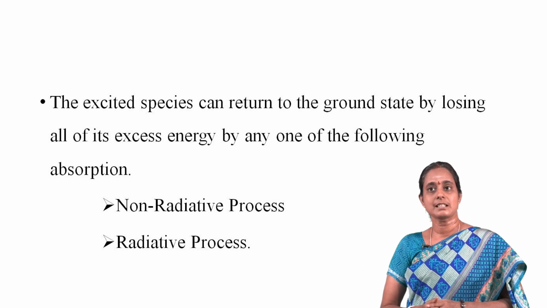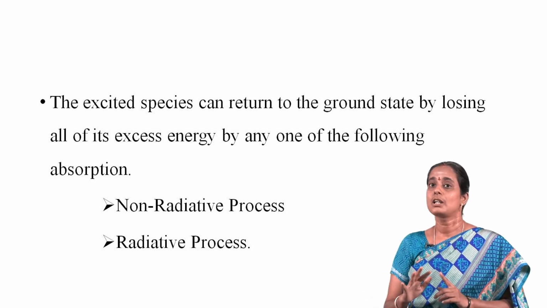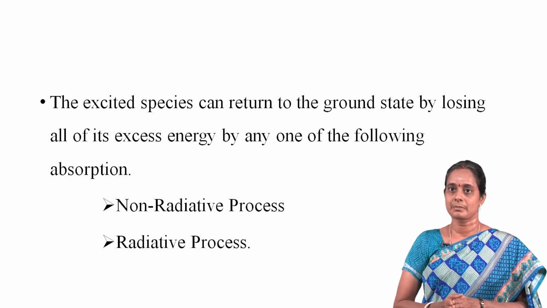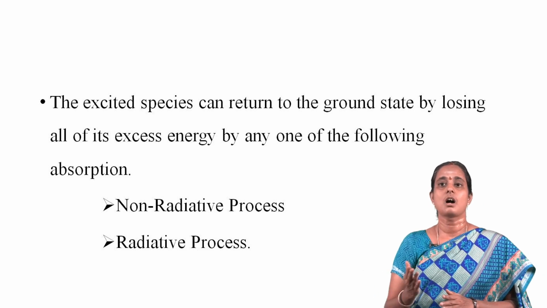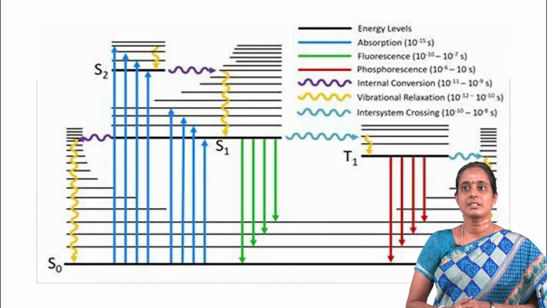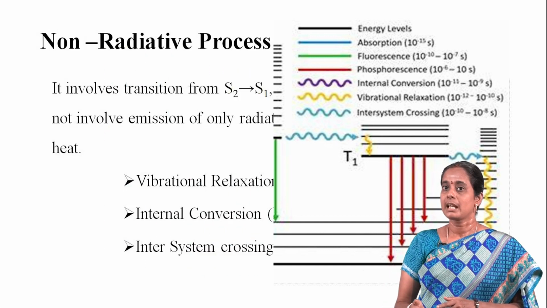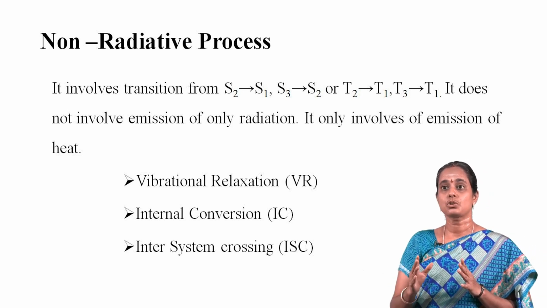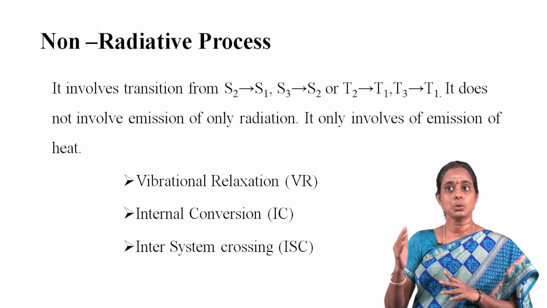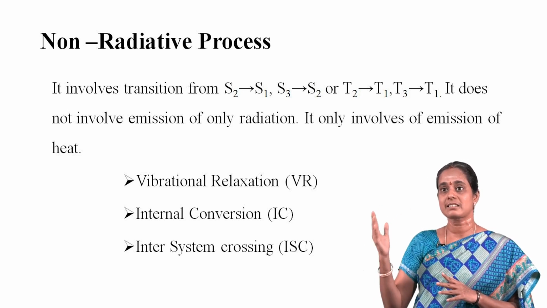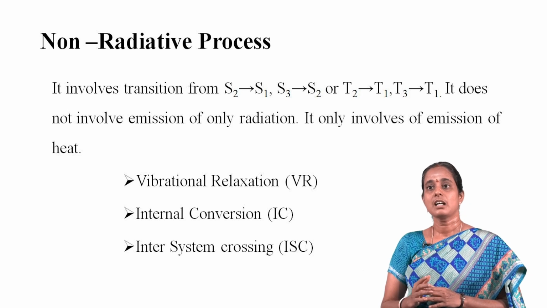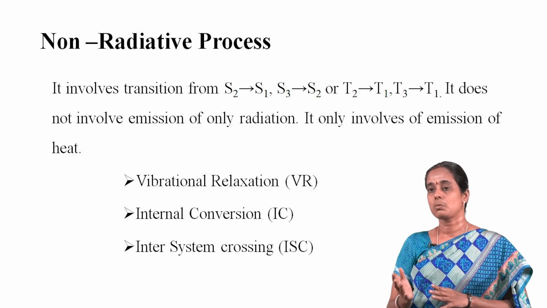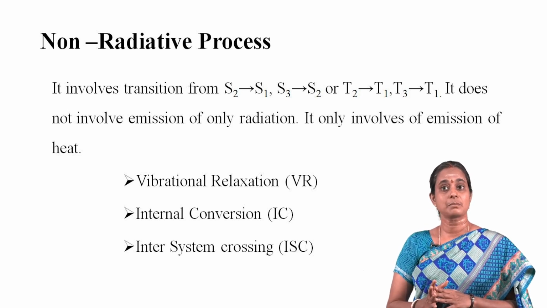The excited species can return to the ground state by losing all its excess energy by either a non-radiative process or a radiative process. First we see the non-radiative process. The non-radiative process involves transitions from S2 to S1 and S3 to S2, that is, singlet second state to singlet first state or singlet third state to singlet second state, or T2 to T1 or T3 to T2, that is, in a triplet state.